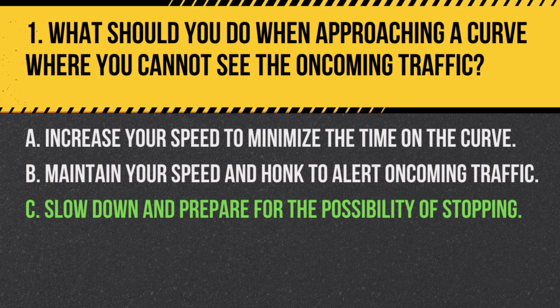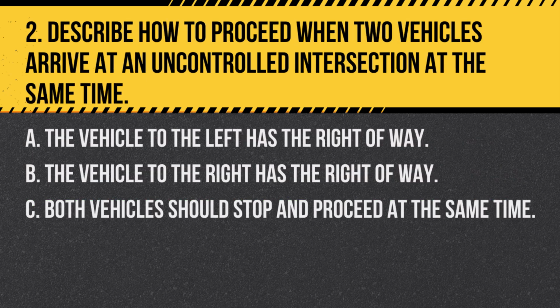When you cannot see oncoming traffic on a curve, it's safest to reduce speed and be ready to stop if necessary. Question 2. Describe how to proceed when two vehicles arrive at an uncontrolled intersection at the same time. A. The vehicle to the left has the right of way. B. The vehicle to the right has the right of way. C. Both vehicles should stop and proceed at the same time.